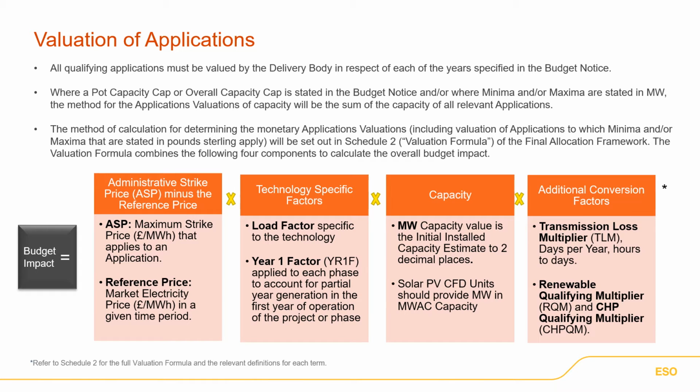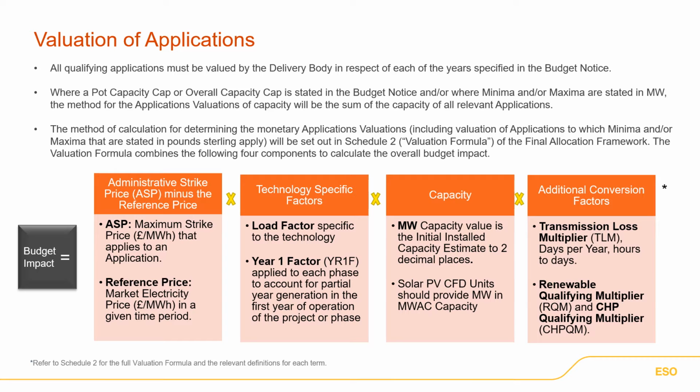The boxes on screen show what goes into the valuation formula and subsequent budget impact calculation for each individual project. The valuation formula will be confirmed in Schedule 2 of the final allocation framework. The formula is also used in the auction when determining the budget impact of bids in the auction. However, the strike price bid of the applicant will be used as opposed to the administrative strike price as shown on the screen now.